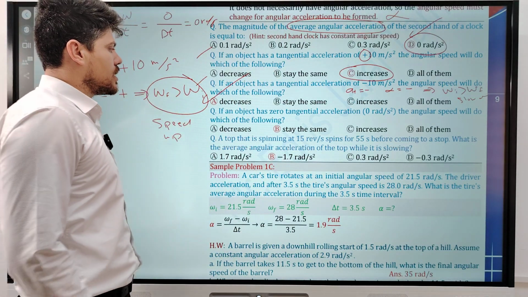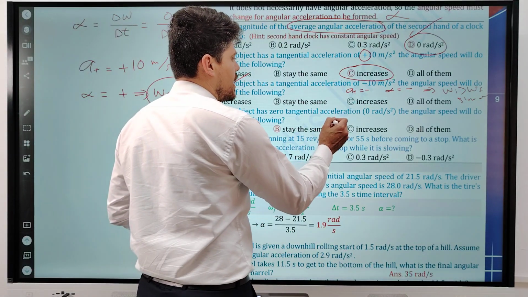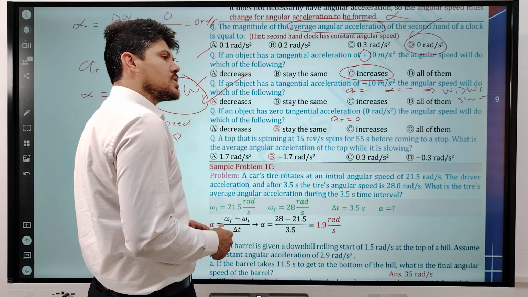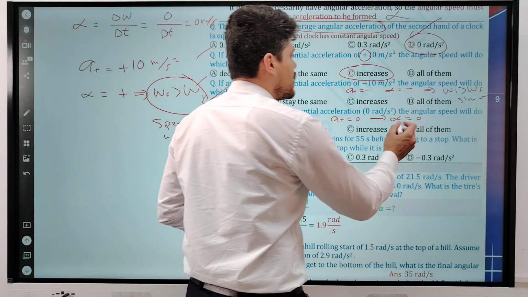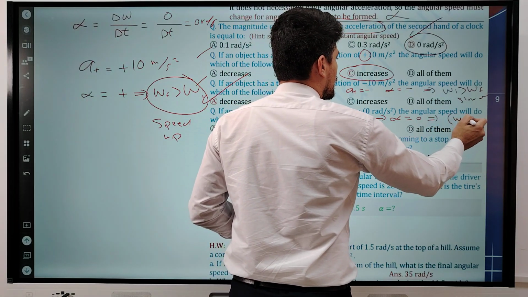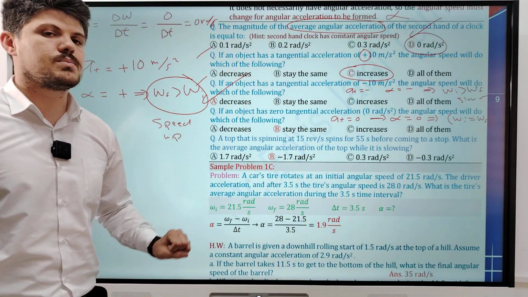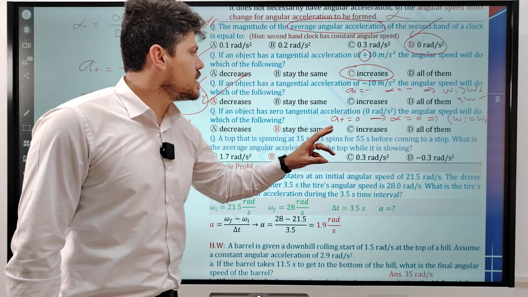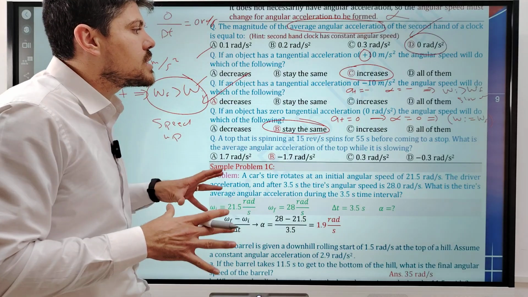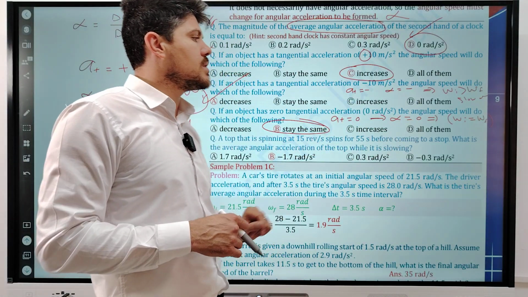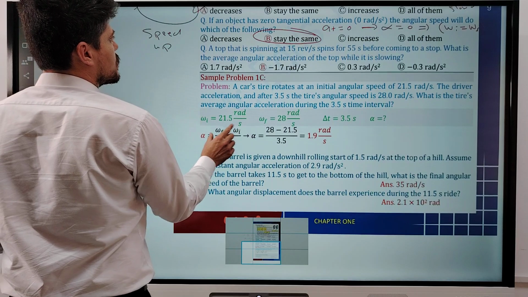Okay? Another question. If an object has zero tangential acceleration, a_t is 0. When does tangential acceleration become 0? When angular acceleration is 0. Okay? So when does angular acceleration become 0? In the case when the object's initial angular speed is equal to its final angular speed, at constant speed. So in that case, the angular speed will do which of the following? Stay the same. Okay? If the angular speed stays the same, tangential acceleration and angular acceleration become 0. Another question, the last question.